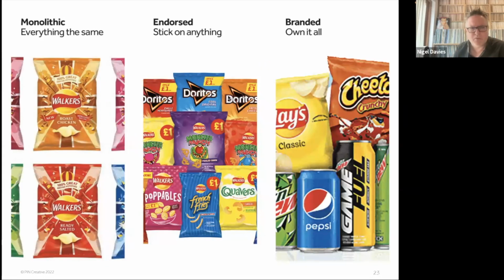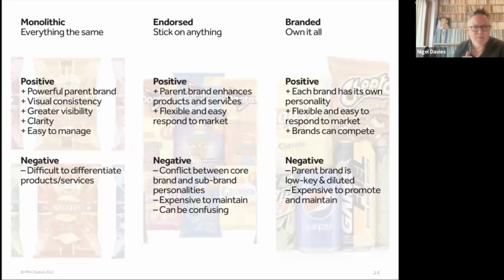So when you look at those monolithic, endorsed, and branded, there are different strengths and weaknesses. And obviously with a monolithic approach, you've got a very positive association with the parent brand. Everything is very strong, but it's very difficult to differentiate products and services.